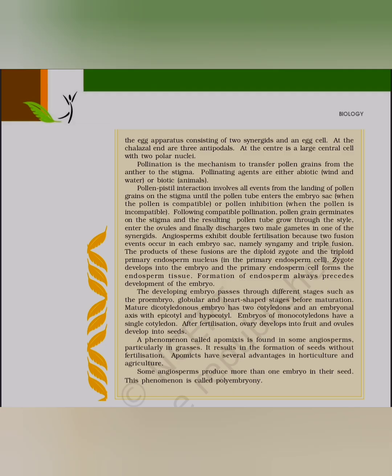After fertilization, the ovary develops into fruit and the ovule develops into seeds. A phenomenon called apomixis is found in some angiosperms, particularly in grasses. It results in the formation of seeds without fertilization. Apomixis has several advantages in horticulture and agriculture. Some angiosperms produce more than one embryo in their seeds. This phenomenon is called polyembryony.